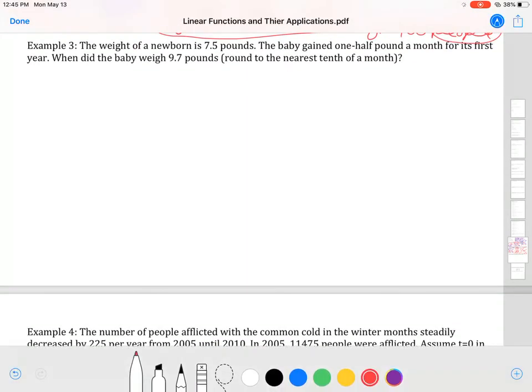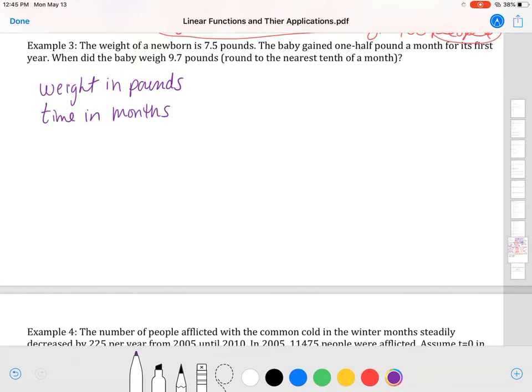Okay, in example 3, it says the weight of a newborn is 7.5 pounds. The baby gained 1/2 pound a month of its first year. When did the baby weigh 9.7 pounds? So we're going to round to the nearest tenth of a month. Well, first we need to identify the variables. Now the baby's weight is changing per month. So we're going to have the weight in pounds as one variable, and time in months is going to be the other variable.